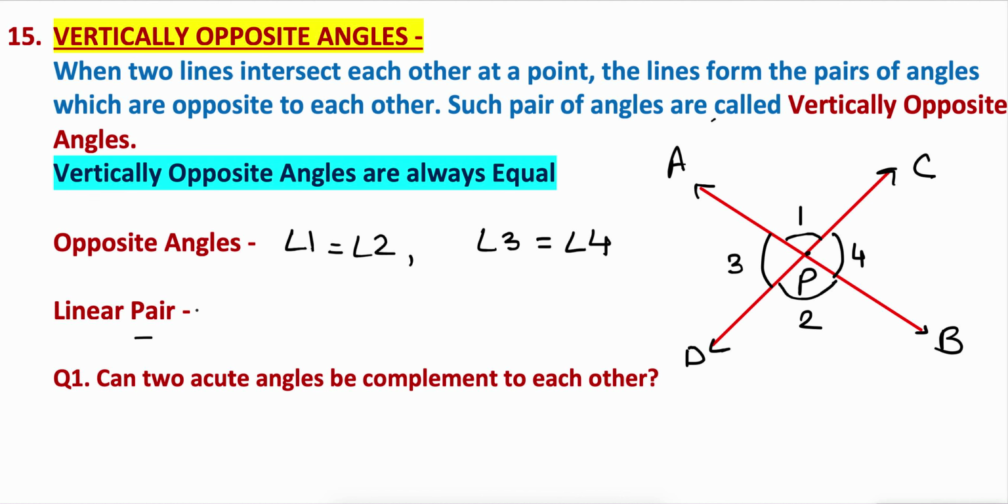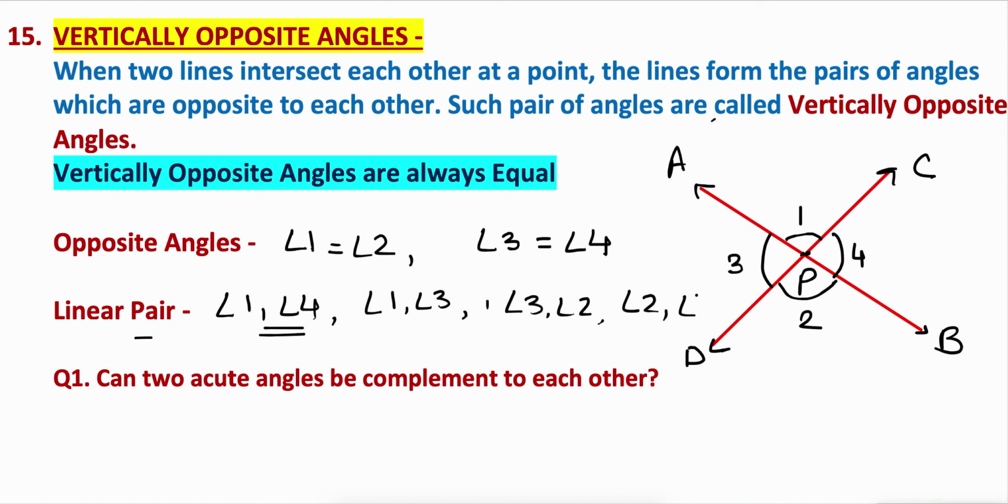And the linear pairs formed will be the linear pair angles, where the sum of the two angles is equal to 180 degrees and their non-common arms are opposite to each other. So we can say that angle 1 and angle 4 form a linear pair, angle 1 and angle 3 form a linear pair, angle 3 and angle 2 form a linear pair, and angle 2 and angle 4 form a linear pair here.